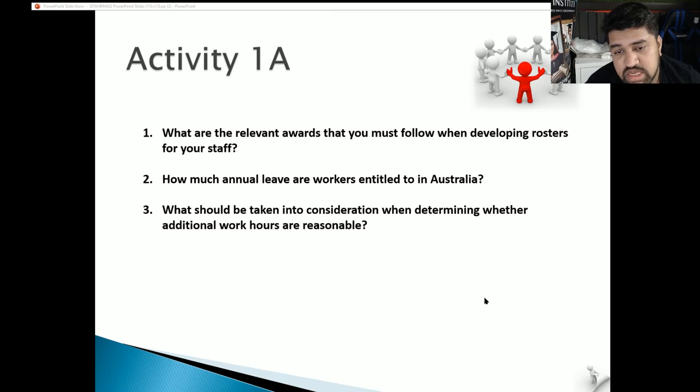All right, how much annual leave are workers entitled to in Australia? So if you are an employee and have worked for a year, you are entitled to 4 weeks paid annual leave. If you are a shift worker, you are entitled to 5 weeks paid annual leave.